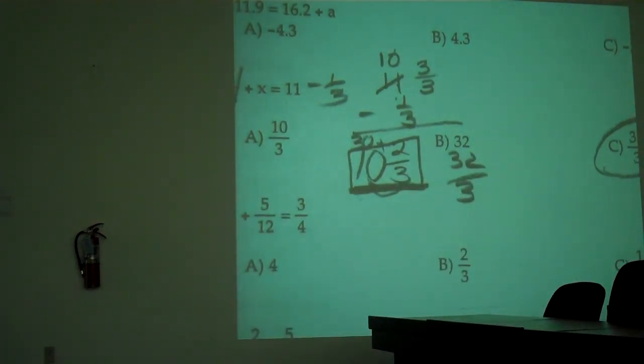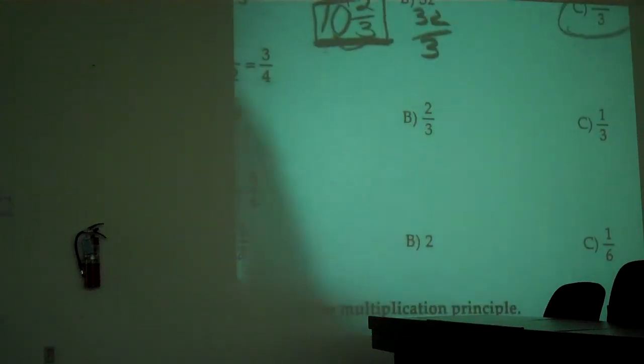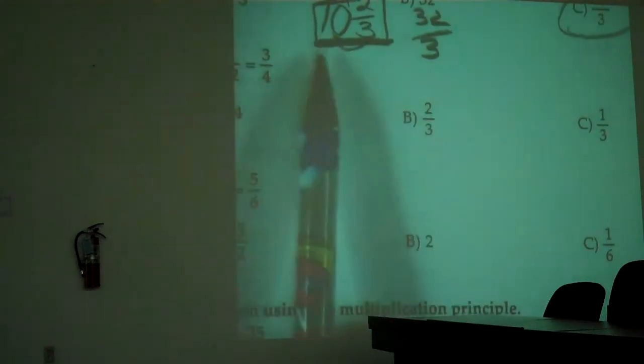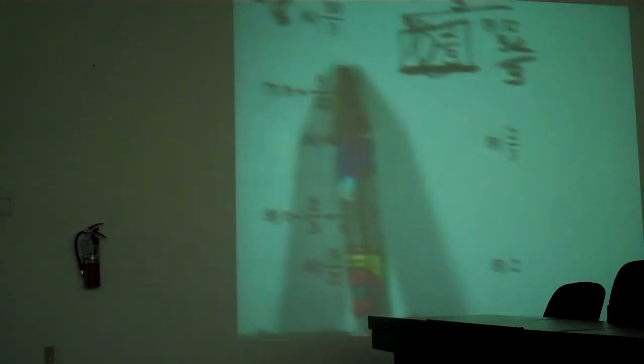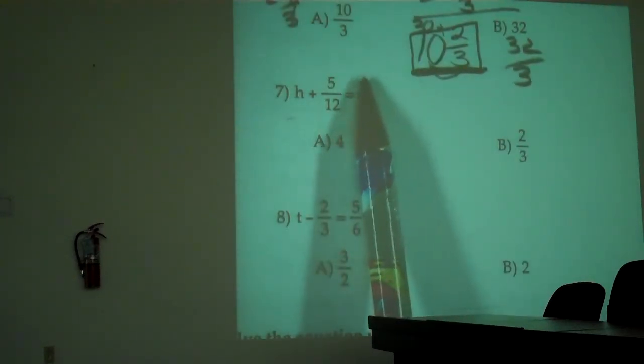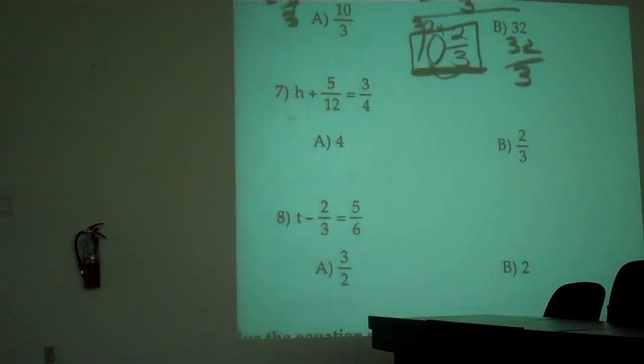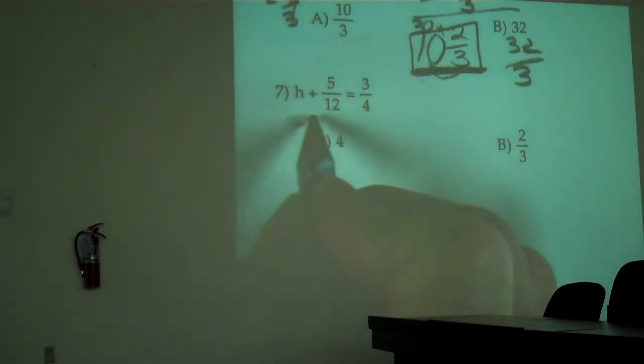Number 7 is another fraction one. So what are we going to do with that? Sorry. You're going to subtract 5/12, right? So minus 5/12.